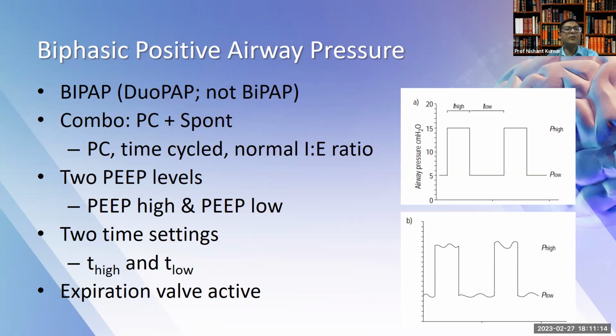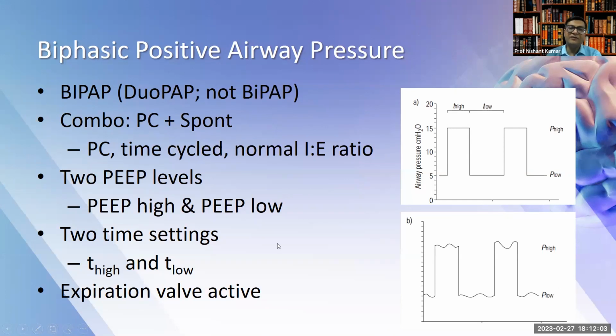Now, as I said, it is a combination of pressure control and spontaneous respiration. So it is pressure controlled, time cycled, and normal I ratio. What is the difference? You set two PEEP levels, a PEEP high and a PEEP low. That means that during some period the breaths are delivered at a high PEEP, and then some breaths are delivered at low PEEP. Now this can be used for spontaneous mode also. Similarly, you set two time settings, a T high and a T low. T high means the time for which the high PEEP remains active, and T low, the time for which the low PEEP remains active.